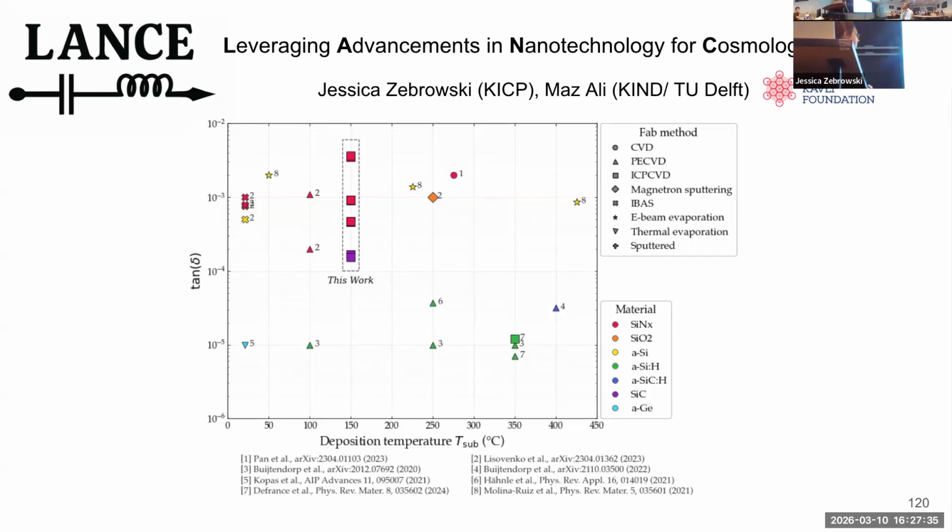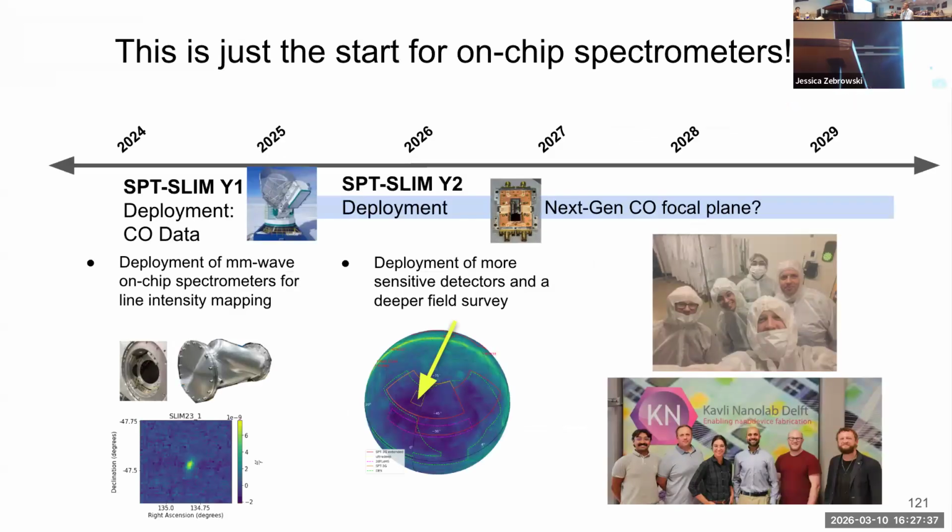So this, I think, is just the start for on-chip spectrometers. We had SPT-SLIM, we had our first deployment, we're hopefully looking at a second deployment. And then I'm hoping that with some of these material science things that we're developing, we'll be able to make a next generation CO focal plane that'll be much more sensitive than the current generation of ones.